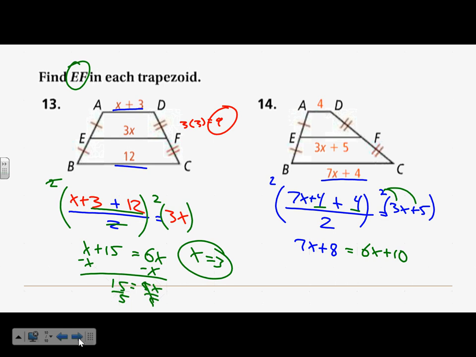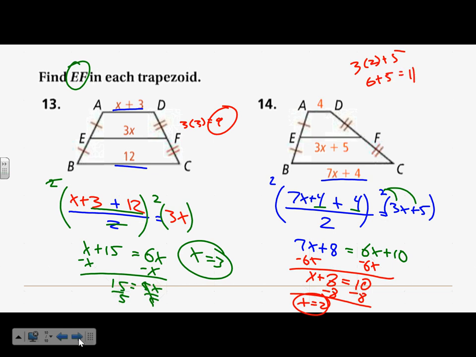Then again, from here, let's solve this like normal. X plus 8 is equal to 10. X is equal to 2. But that's not your answer. We need to plug it in. 3 times 2 plus 5. 6 plus 5 is 11. Now you could plug your 2 into this one as well and figure out what all 3 of those bases are and then do the math to make sure you double check. But you certainly don't have to.